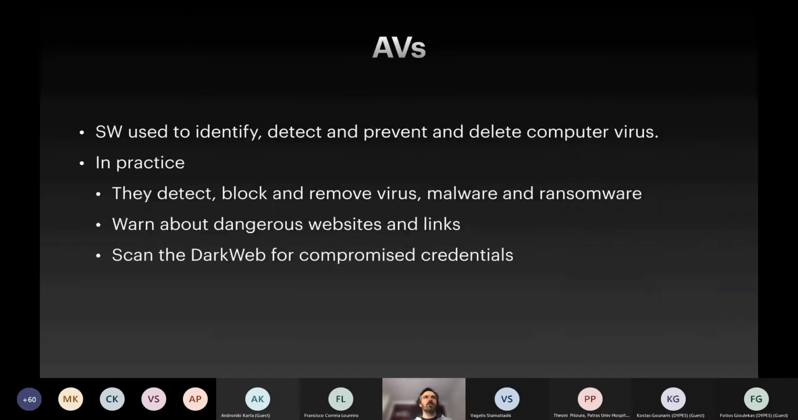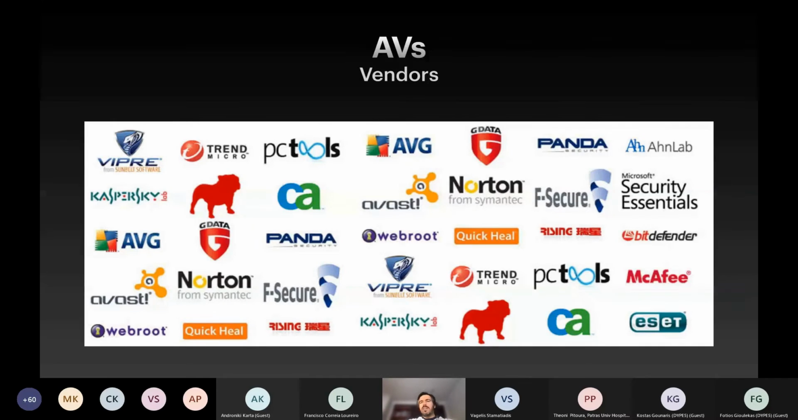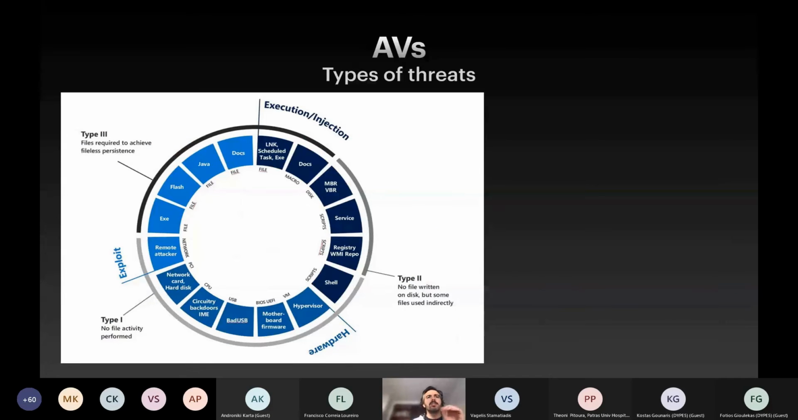Let's go to antivirus. Antivirus, as you guys know, are used to detect, identify, prevent and delete computer viruses. Nowadays, antivirus do a lot of stuff, and you have a ton of antivirus vendors, and some of them are missing here. You have a lot more. Antivirus were the first software product, not considering network appliances, to move into the cybersecurity space. And they mainly protect against 3 types of threats.